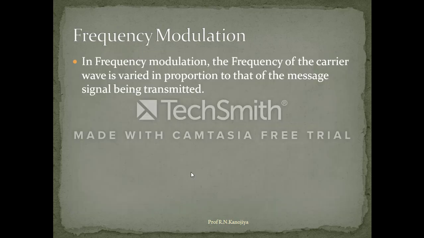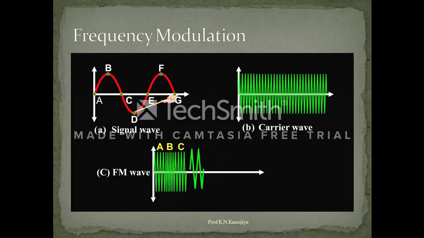Next is frequency modulation, in which we change the frequency of the carrier in proportion with the message signal. You can see in this diagram, this is your message signal and this is your carrier signal. When your signal is increasing from A to B, the frequency is different, and when your information signal decreases from B to C, your frequency is different. So we change the frequency of the carrier in proportion with the information or message signal.